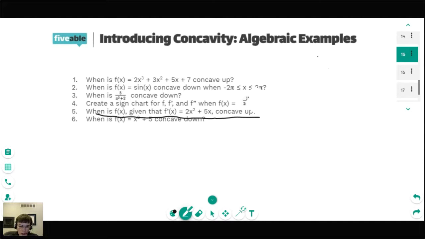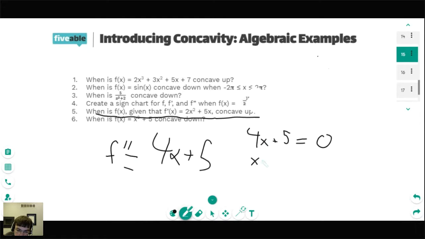You might be kind of worried here because we don't know what f of x is. But remember, using our relationship between f prime and f double prime, we know that concave up will occur when the first derivative is increasing, and therefore when f double prime is positive. So we can just go about this as we normally would, deriving that. So f double prime will be equal to 4x plus 5. And then solving that to find our 0, we see that x will be equal to negative 5 over 4.